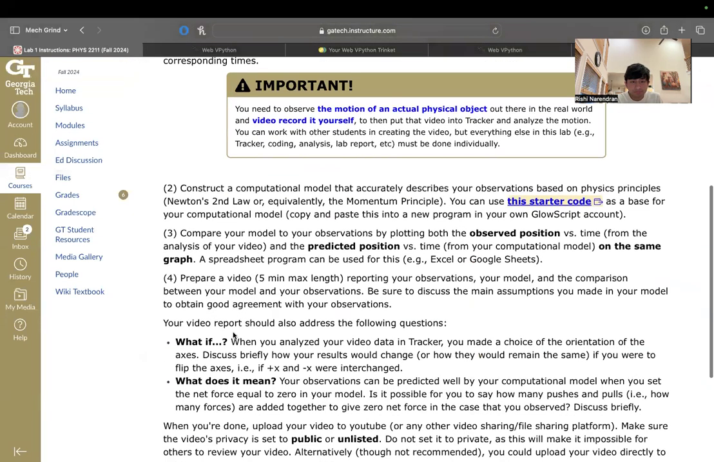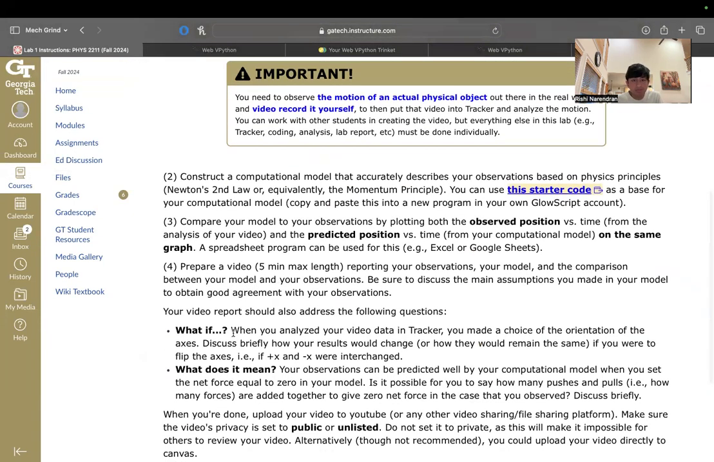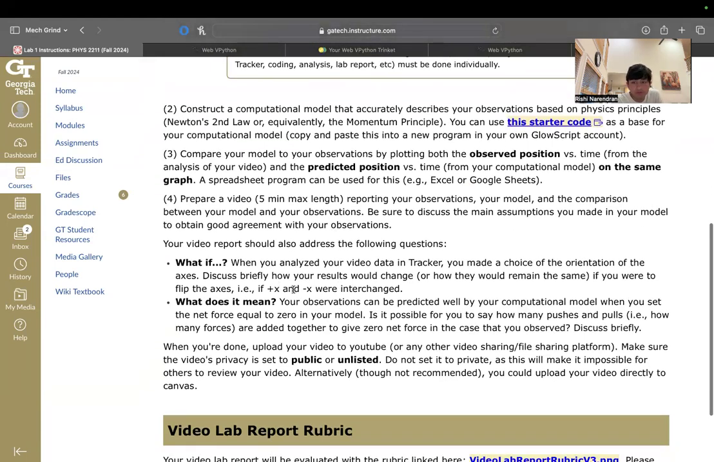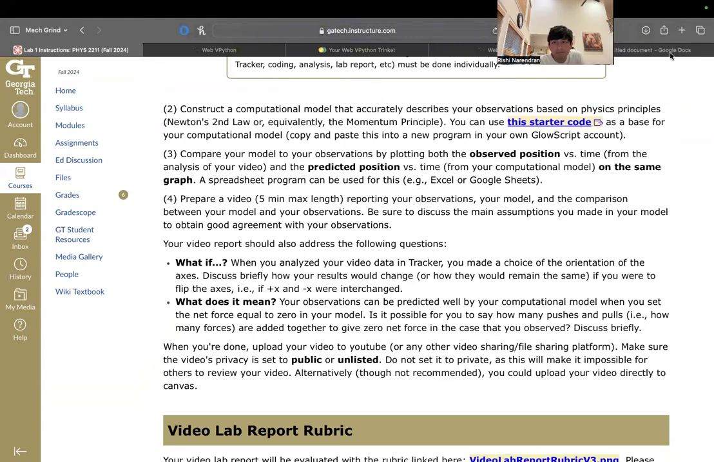So then I'm going to talk about a couple of things. I'm going to talk about the main assumptions I made in my model to obtain good agreement with my observations. And then I'm also going to answer the two questions. So let's get into that.